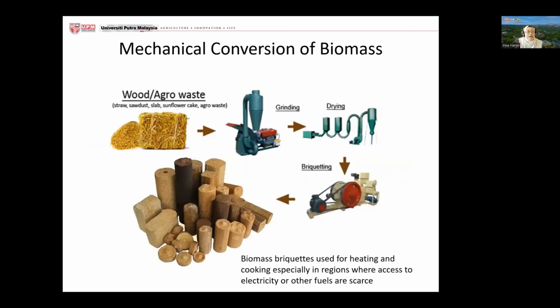And lastly is the mechanical conversion of biomass. This is basically you have wood or agro waste and you process that to produce briquettes. And briquettes here can be used as solid fuels for heating and cooking, especially in regions where access to electricity or other fuels are scarce.